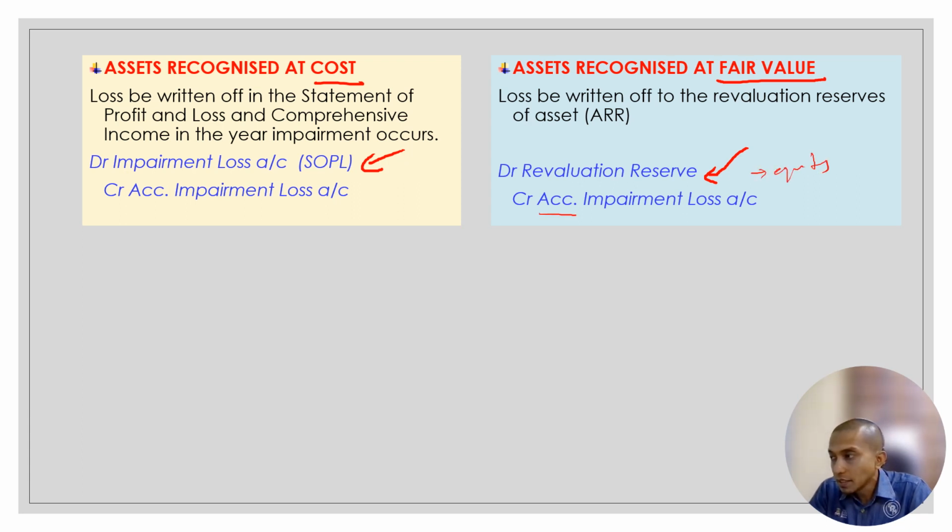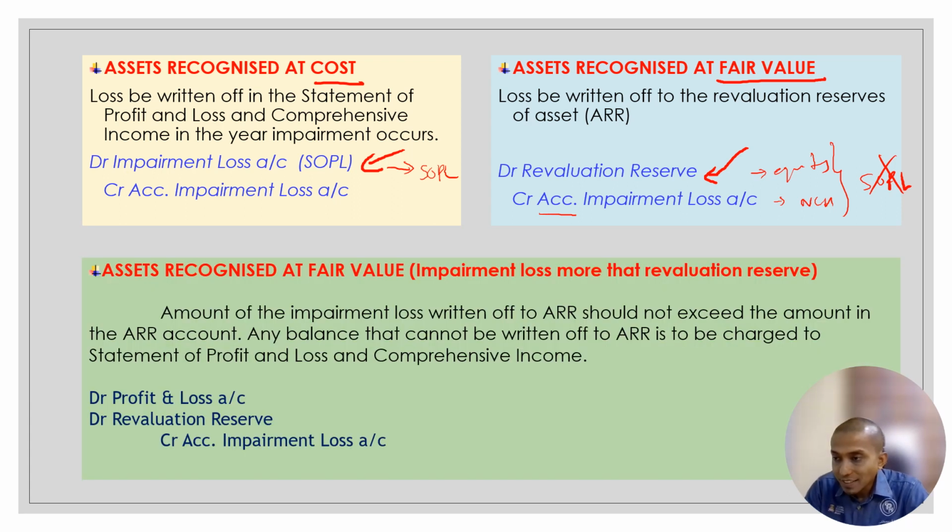Accumulated impairment loss is actually under non-current assets, which is a negative impact. So you see, none goes to statement of profit or loss. None. Right, none. But if it is an asset recognized at cost, the loss is recognized in statement of profit or loss, and it is an expense. All right. So this is an asset recognized at fair value. If the loss is more than the revaluation reserve, then how? Okay, if it is more, then the remaining goes to loss.